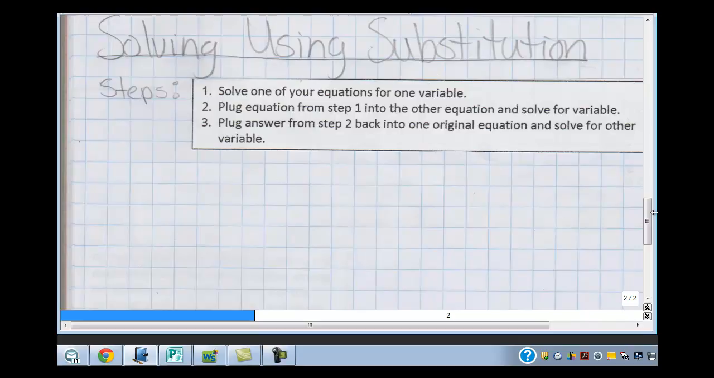Now we're going to look at solving a system using substitution. Again, we have some steps. The first step is to solve one of our equations for one variable. Then we plug the equation from step 1 into the other equation and solve for the variable. And then we put the answer from step 2 back into one of the original equations and solve for the other variable.